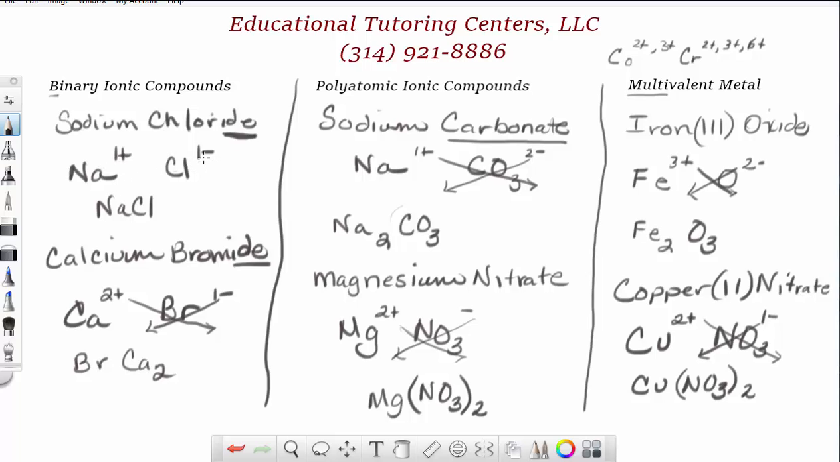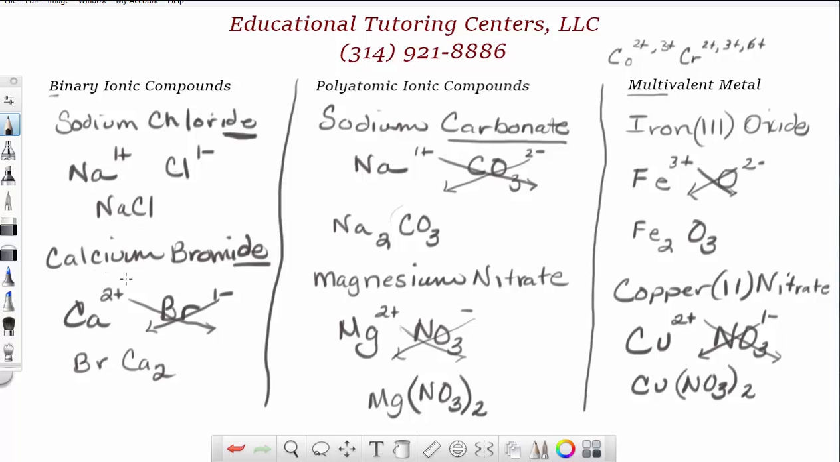The second step would be, if this were not neutral at this point, which it is, because a +1 and a -1 becomes 0, so that makes it neutral. If it were not neutral, you would do your crisscross method as a shortcut to get your subscripts. So here it's just simply written as NaCl.